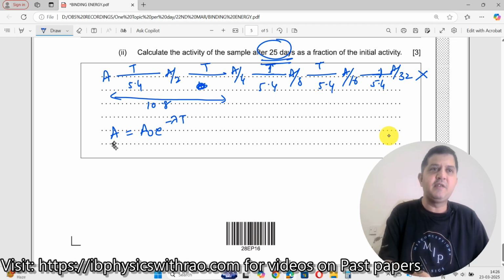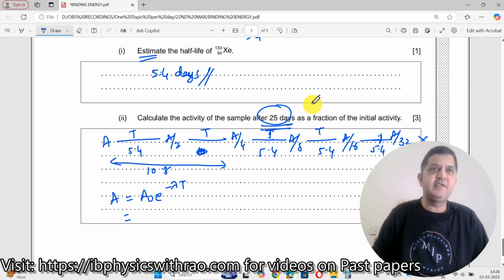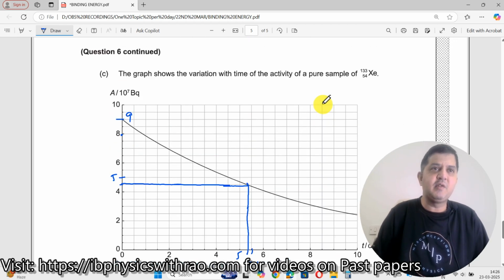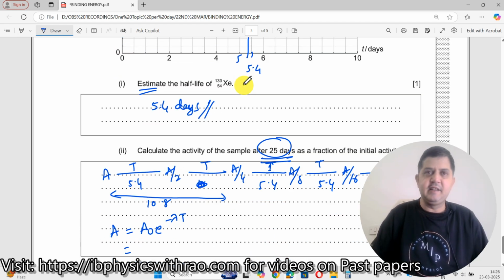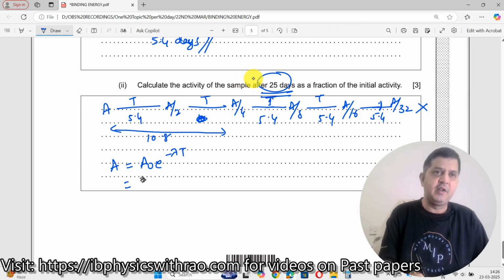I should now find out the value of A. What's the value of A naught? At t equal to 0, what was the value of A? A naught is nothing but 9 into 10 power 7. We already know this, so we will take this value and substitute it over here.